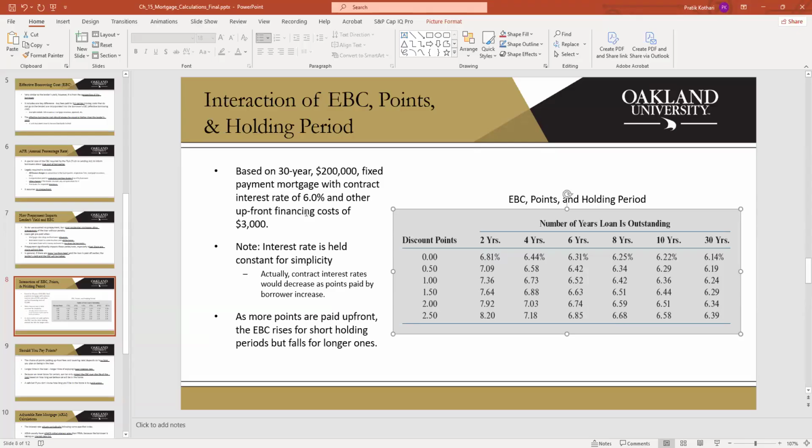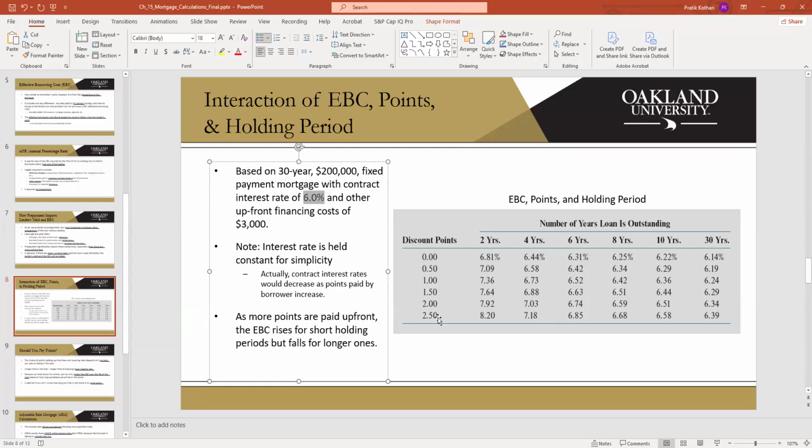Now, the initial interest rate is 6%, and the table assumes that even though the borrower is buying points, all these calculations are done using a 6% interest rate to keep things simple. But even if you include that reduction in the interest rate, the conclusion that we are going to see from this table doesn't change. Okay. So let's see what's happening here.